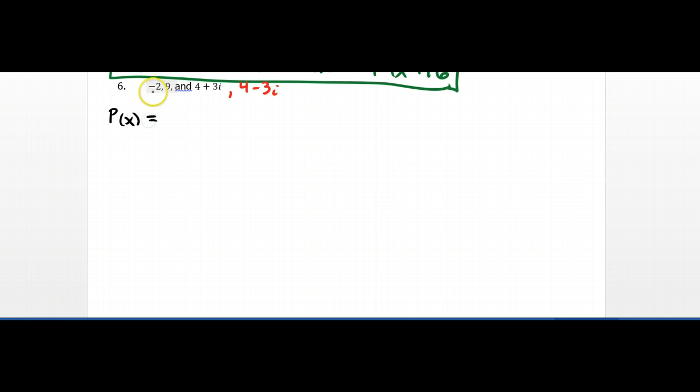P of x equals negative 2 is a root, so x plus 2 must be a factor. X minus 9 must be another factor. 4 plus 3i is a root, so x minus the quantity of 4 plus 3i must be a factor. And then finally 4 minus 3i is also a root, so x minus the quantity of 4 minus 3i must also be a factor.